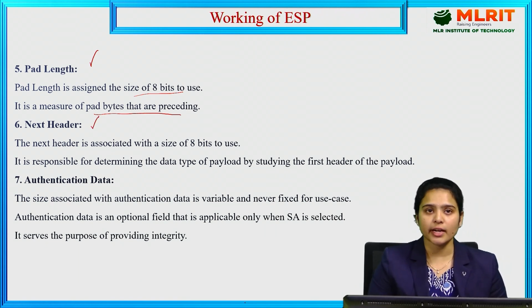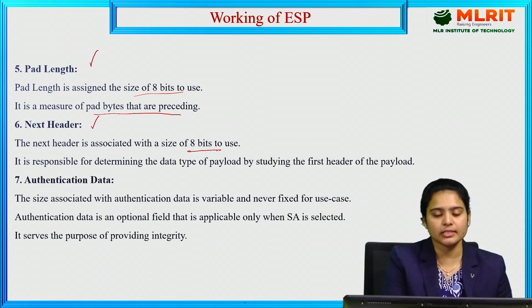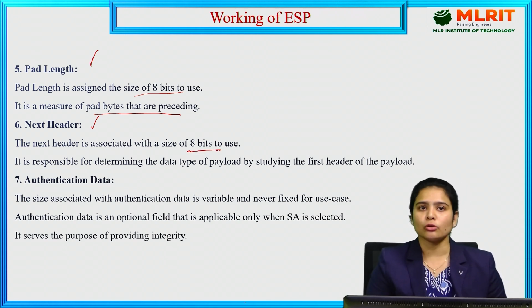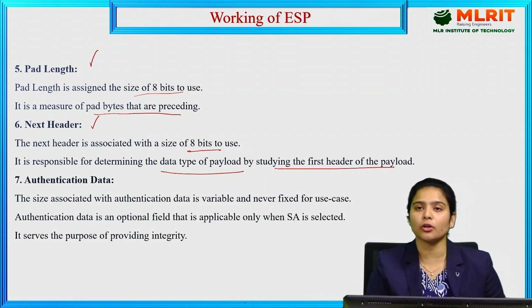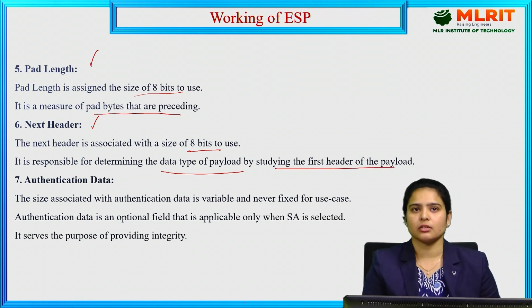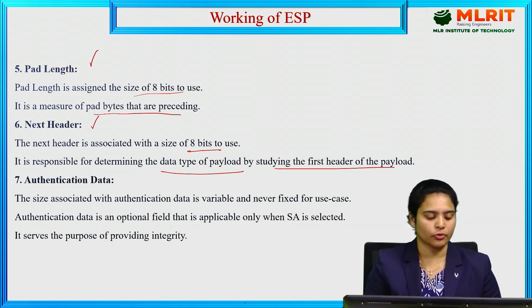This next header is also associated with the pad length, with an 8 bit size, and it determines the data type of the payload by studying the first header of the payload. So basically it runs with 8 bits and is responsible for the data type of the payload by studying the first header of the payload, not the last header, the first header of the payload.